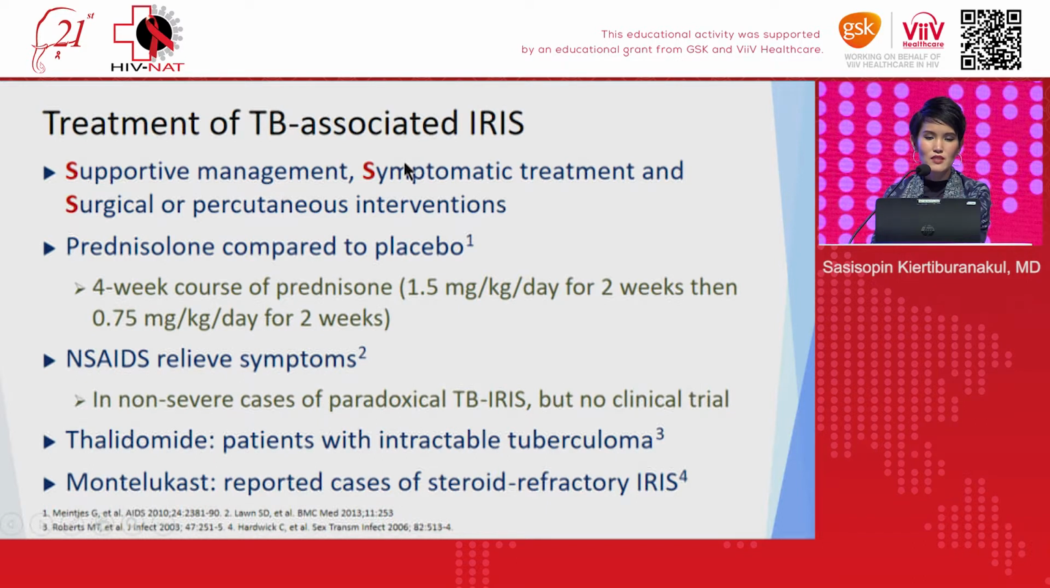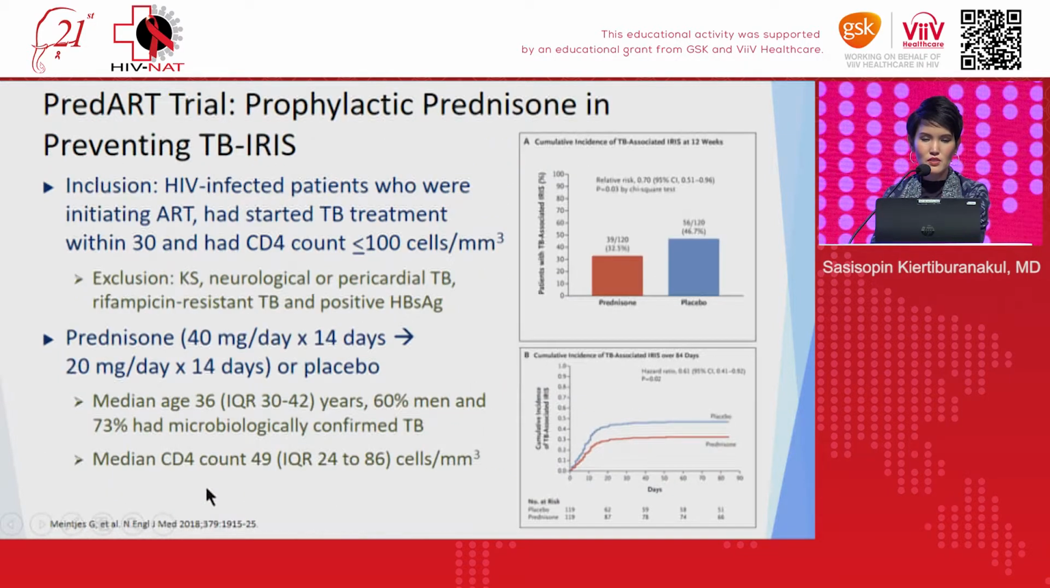For the treatment of IRIS, we call it triple S. You need symptomatic treatment, supportive treatment, and surgical or percutaneous intervention in some cases. Prednisolone is still the standard treatment if you want to give symptomatic treatment for IRIS. There is a paper about NSAIDs in some cases, and two others, just case reports, about thalidomide and montelukast for the treatment of IRIS. You may have heard about the prevention of IRIS this morning from this paper, so I will skip this one.